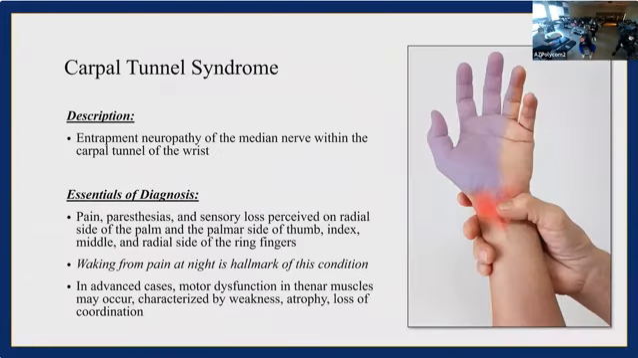So carpal tunnel syndrome, it's entrapment neuropathy of the median nerve within the carpal tunnel. You know that? Pain, paresthesia, sensory loss on the radial side of the palm and palmar side of the thumb, index, middle, and radial side of the ring fingers. Waking up from pain in the middle of the night and numbness is the hallmark sign of this condition. In advanced cases, there may be motor dysfunction, loss of strength, that sort of thing.